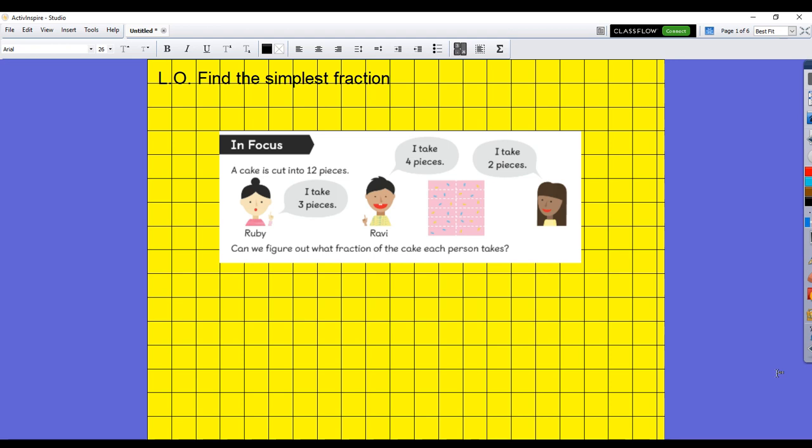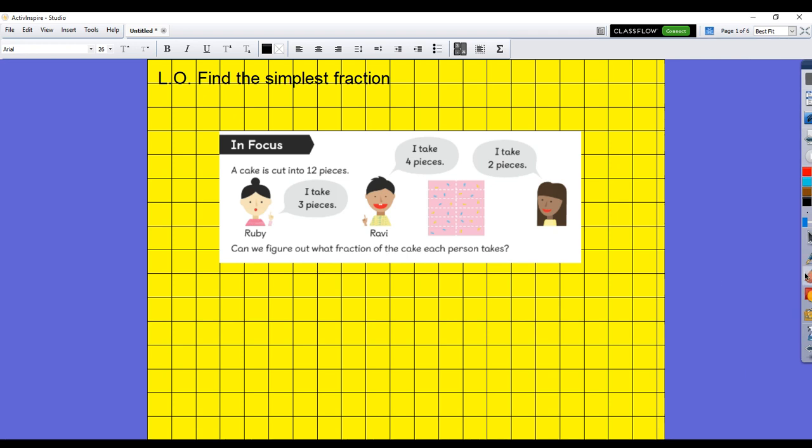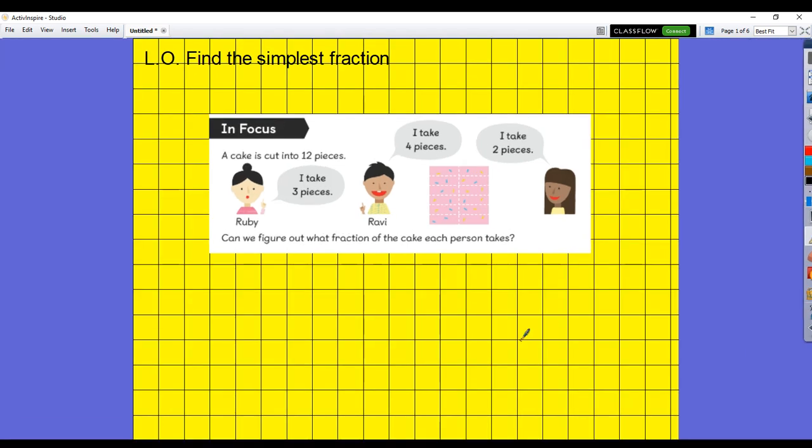So today we're going to be finding the simplest fraction, okay? So our question is, a cake is cut into 12 pieces. So this is our cake here, okay? Ruby has 3 pieces. Ravi has 4 pieces. And this girl over here has 2 pieces, okay? So can we figure out what fraction of the cake each person takes?